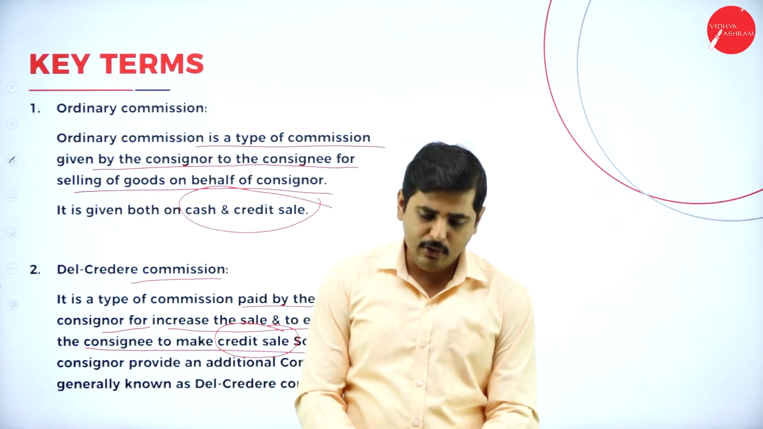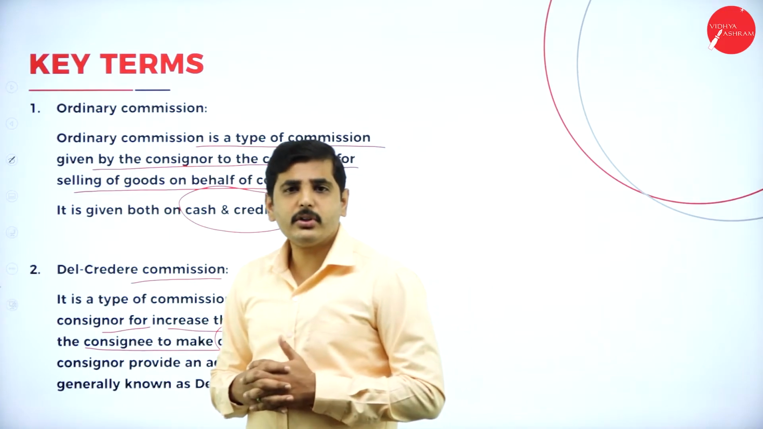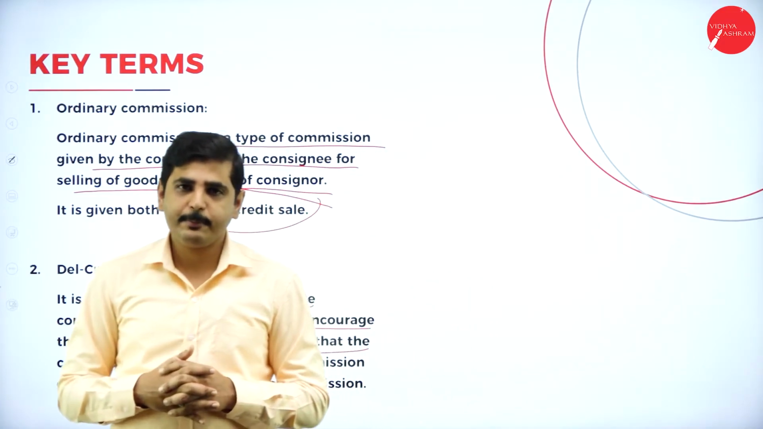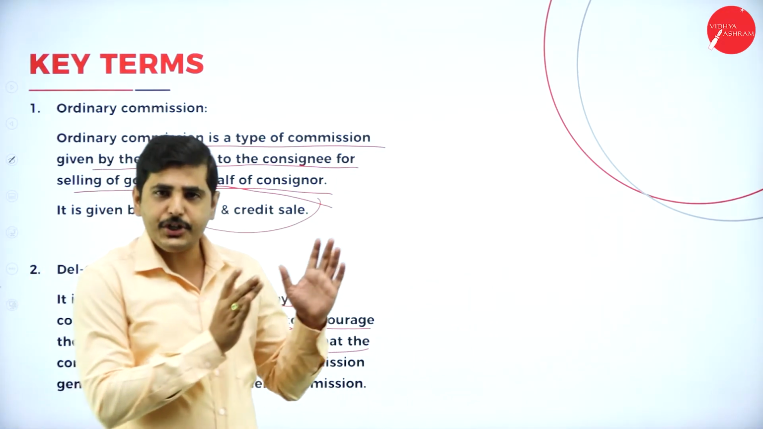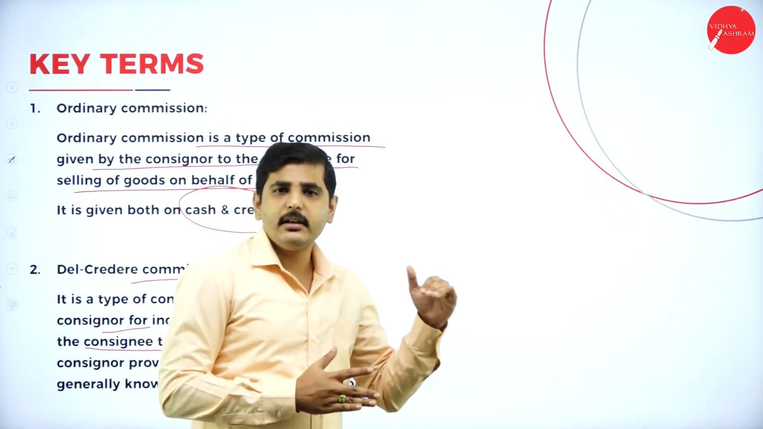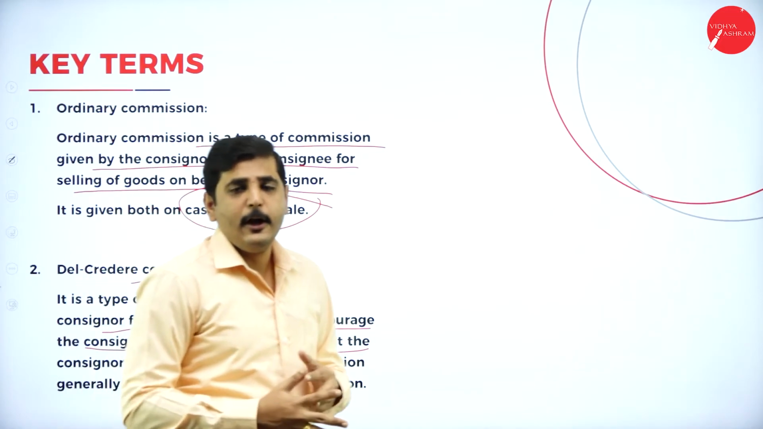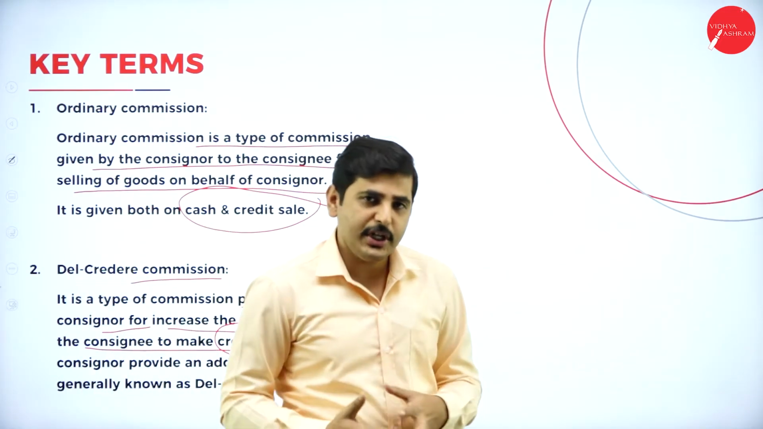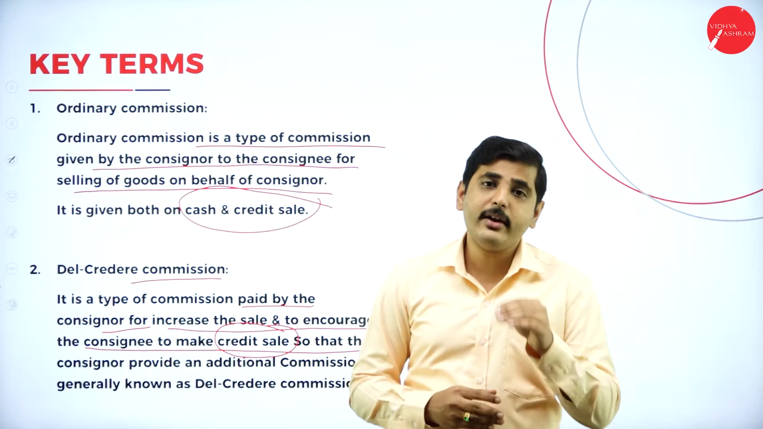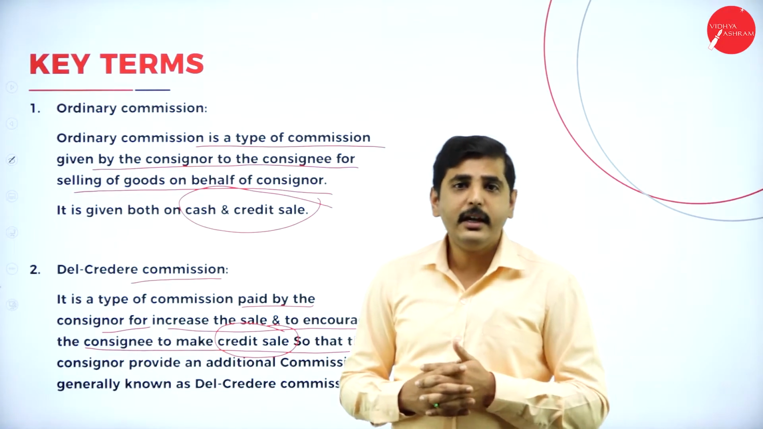For example, if you go to a car showroom, you will purchase a car. If you pay cash today itself, it is a 10 lakh rupees car. So we will pay 10 lakh rupees and purchase the car. But if you go for credit purchase, what you have to do? You have to pay interest also.